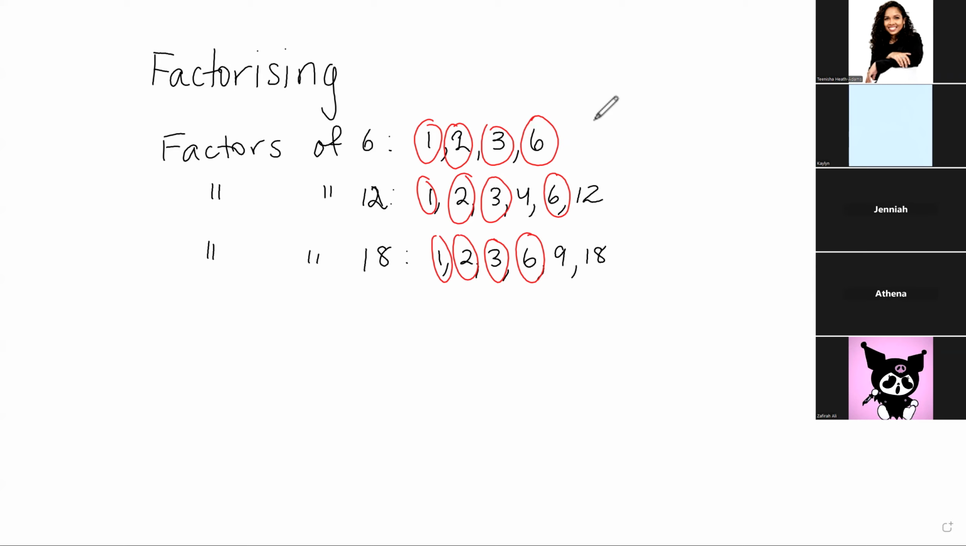So the common factors of 6, 12, and 18 are 1, 2, 3, and 6. And the highest of all of them, the greatest common factor or the highest common factor, is 6 because that's the biggest of the three of them, right? So the HCF, highest common factor, or you might also see it as GCF, greatest common factor, of 6, 12, and 18 is 6 because that's the largest number that is a factor of all of them, right?